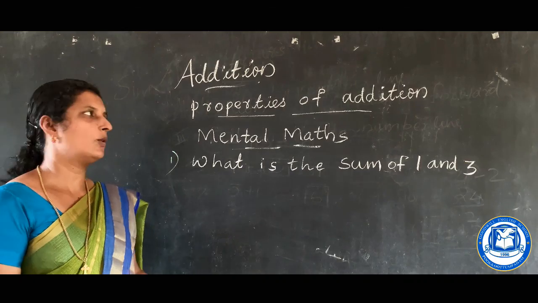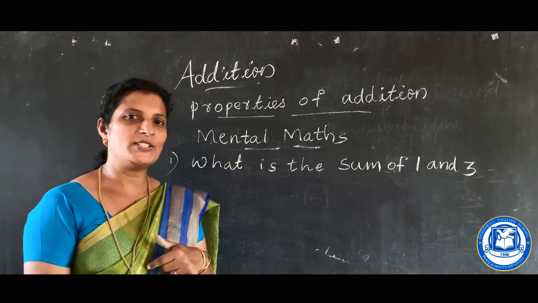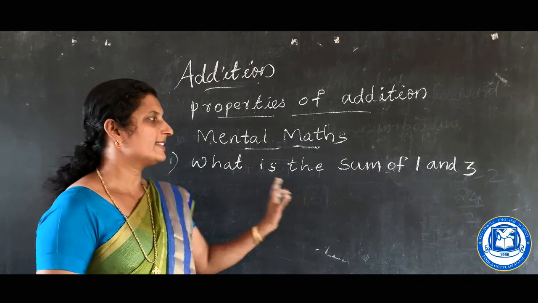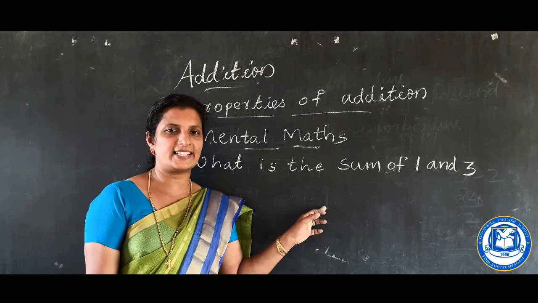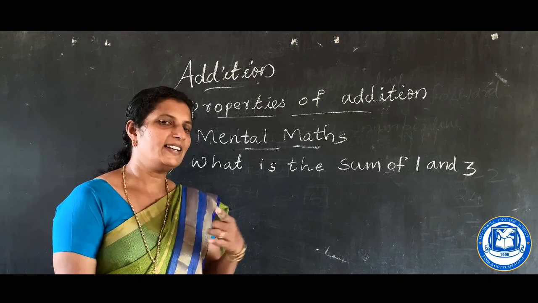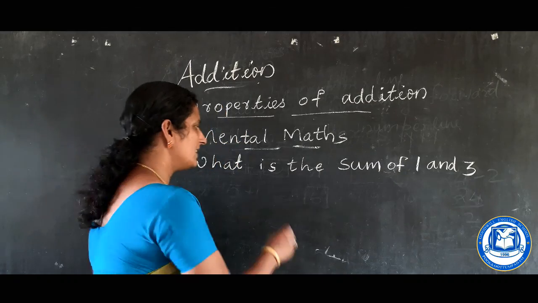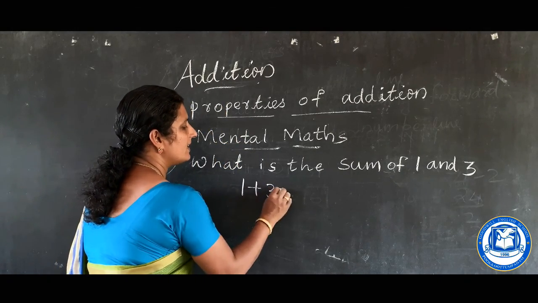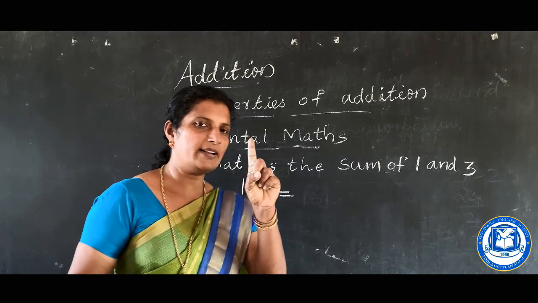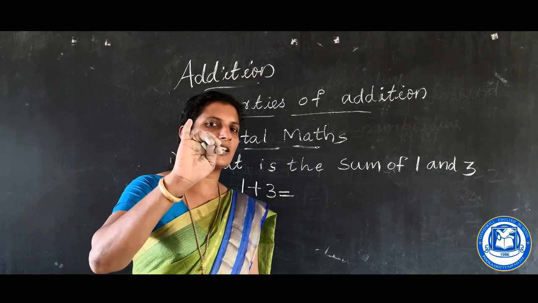The next topic: mental maths. That we have to do in our mind only. Okay. We can't use our hands or anything. What is the sum of 1 and 3? If we add 1 to a number, we will get the next number. Then 1 and 3 means 1 plus 3 is equal to 1 plus 3. We take 1 and 3 is here. Then what is the sum? 1, 2, 3, 4.